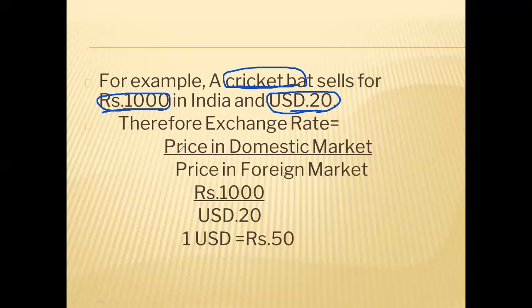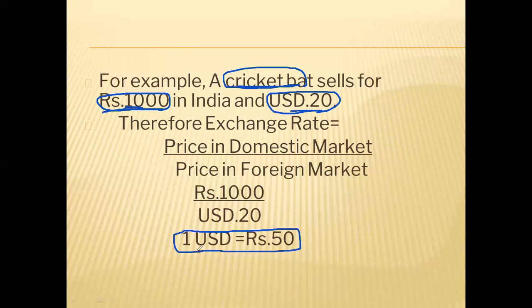So therefore, apply this formula. Price in domestic market, so price in India is 1,000. So take rupees in the numerator, divide it by the dollar. You will get the exchange rate, that is $1 is equal to 50 rupees. So this is the more traditional method, you can say, the absolute form of the purchasing power parity theory.